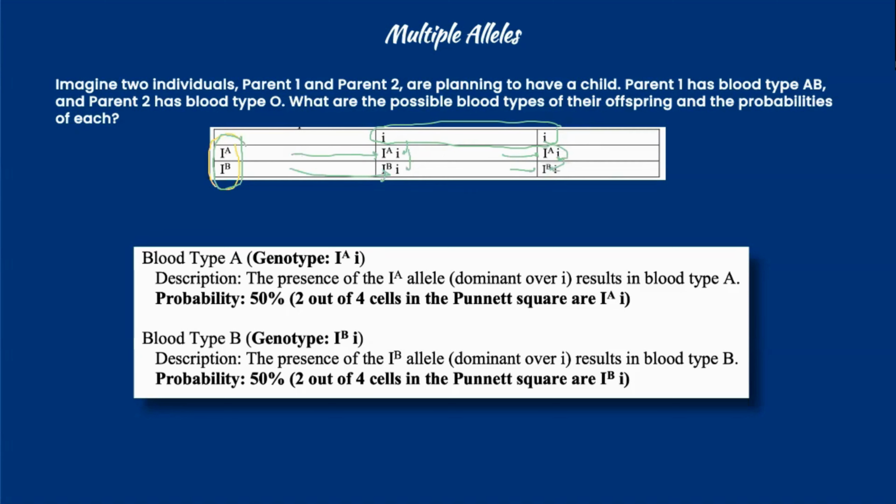So we get these unique combinations. So what does this mean for the offspring? Well, that means that you have 2 out of 4 that is going to be blood type B, and then 2 out of the 4 that's going to be blood type A. So 50% probability for blood type A and 50% for blood type B.